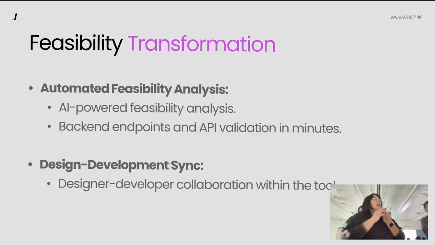Okay. And then another key feature is the feasibility transformation. So it's able to give you an automated feasibility analysis with the AI. So it can actually give you backend endpoints and API validation. And it'll explain this to you as well after you put in your prompt. And it also has a feature where you can have designer-developer collaboration within the tool.